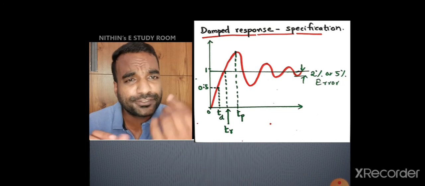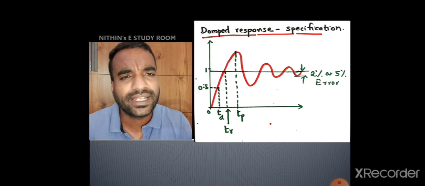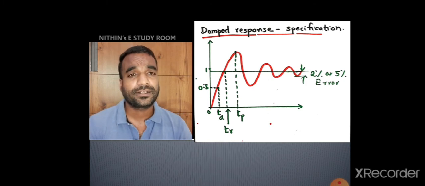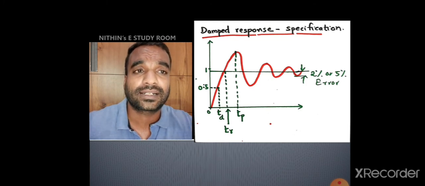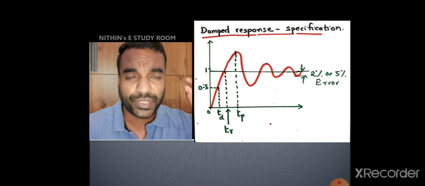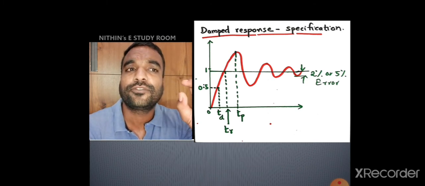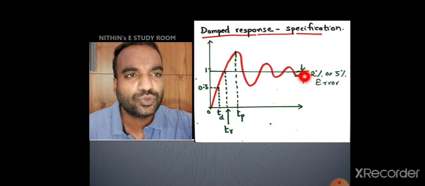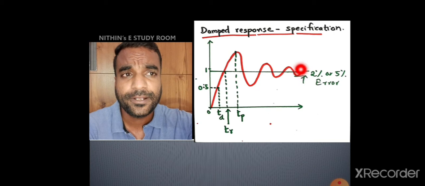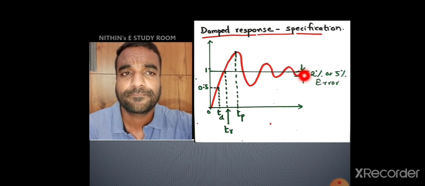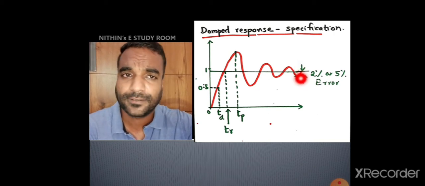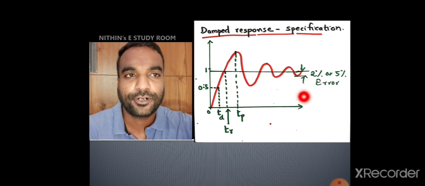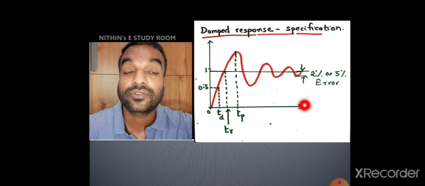Because the error is very small, 2% or 5%, I can tolerate it, no issues. Settling time is nothing but the time taken for the response to reach within a tolerance limit of 2% error or 5% error. Suppose this is 2% error, or suppose this is 5% error. This time is known as Ts for 5% error, the settling time for 5% error.